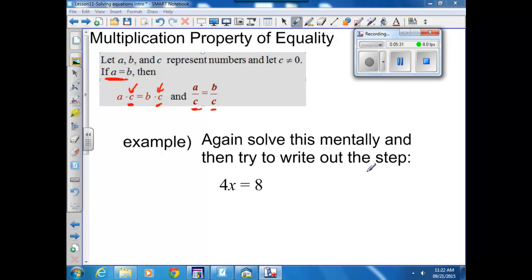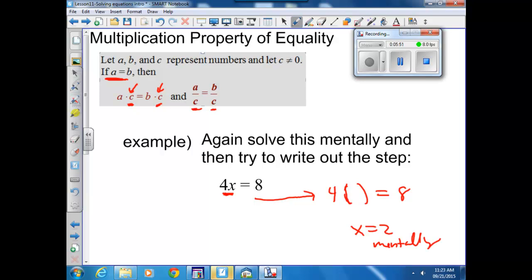Okay, let's practice another one. Solve this one mentally and then try to write out the steps. Now, most people look at this and say 4 times something, because 4 is connected with x by multiplication. So 4 times something makes 8. Well, clearly that something must be 2, right? So x is 2, and that's just figuring that out mentally.